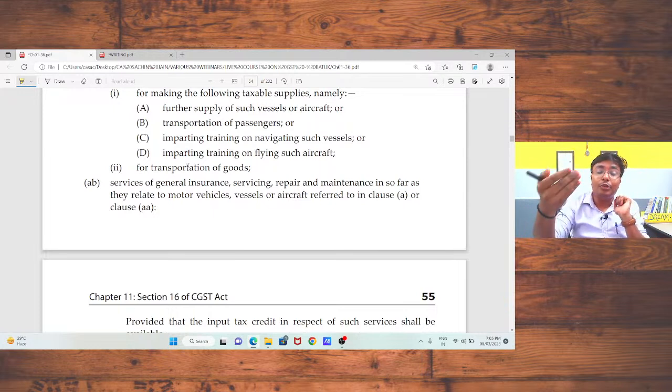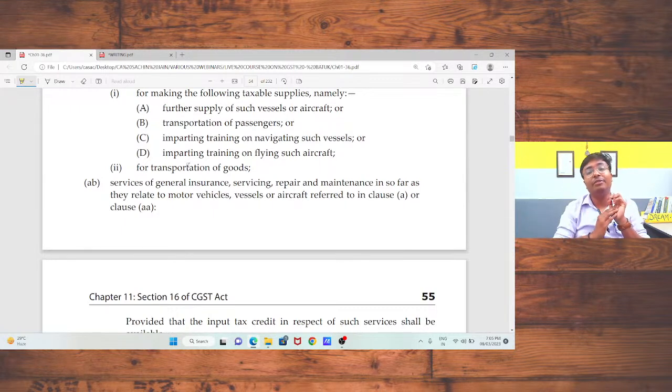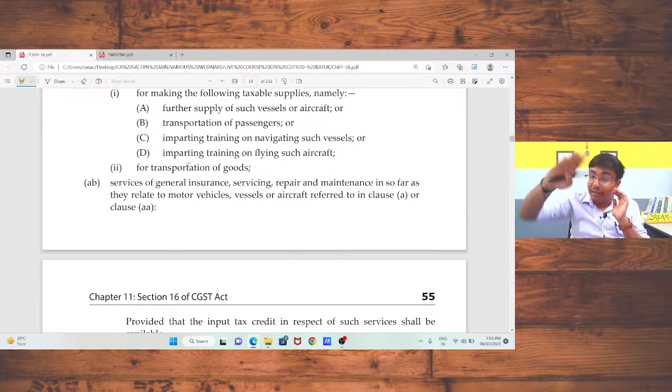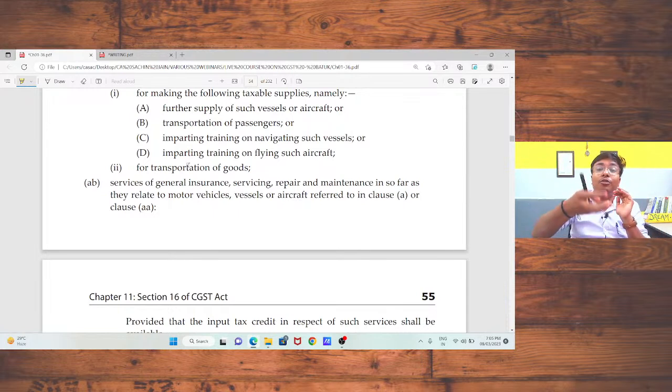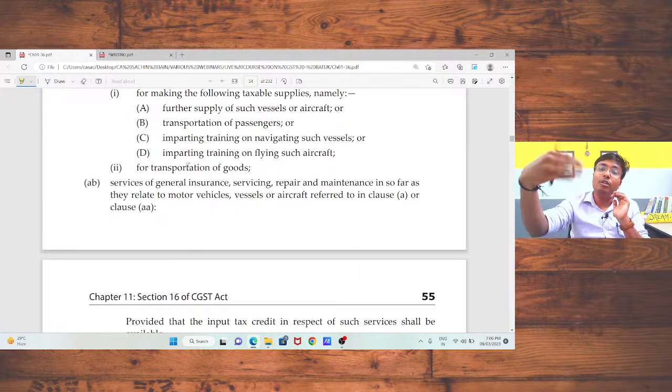So when we are going to file our GSTR 9 or 9C, or when we are checking or auditing the books of accounts, we first check that the taxpayer has not claimed the input tax credit of general insurance, or the input tax credit of repair and maintenance of the vehicles. That is the basic logic. But if you are going to use that vehicle, that aircraft, that vessel for training purposes or for transportation of passengers or for further supply, in that case, if you have taken the insurance, input is allowed for insurance, or if you have done the repair and maintenance, in that case also input is allowed.